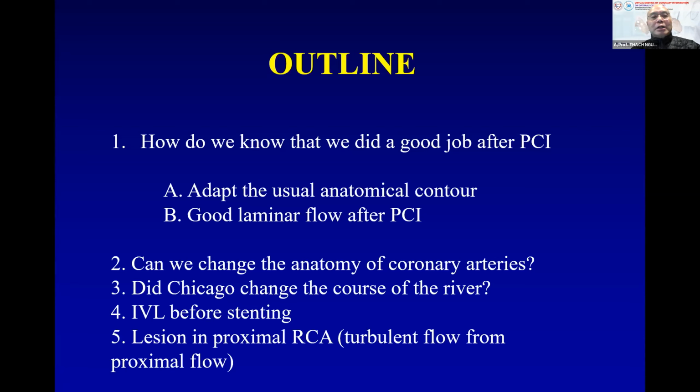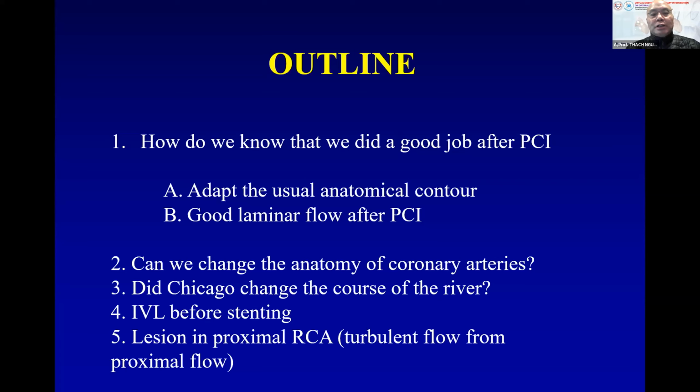And then the second question is, can we change anatomy? We see Chicago changes the course of the river. And in my lab now, we use a lot of IVL before stenting. And I have a few questions. I have a weak point because some things we could not explain. Another part is that in our lab, we use a lot of impeller. So when we use impeller, we can do complex cases easily.